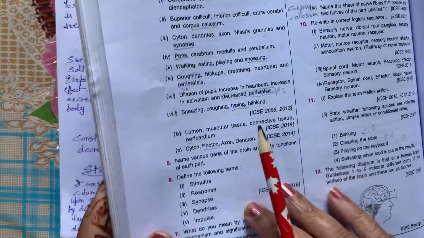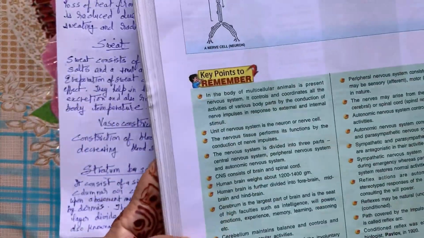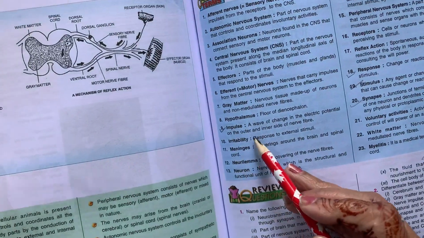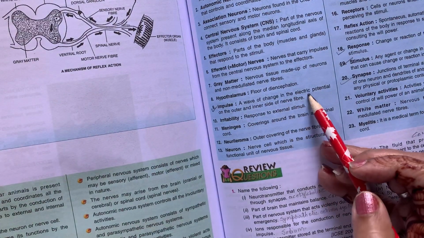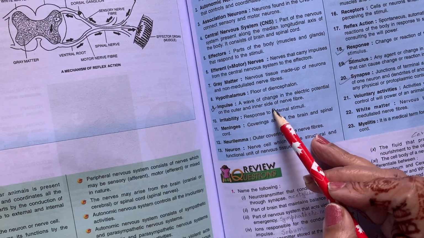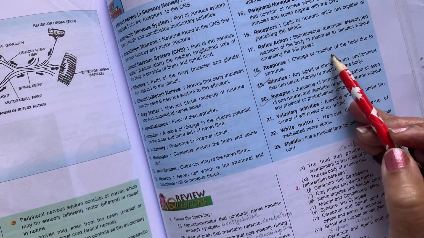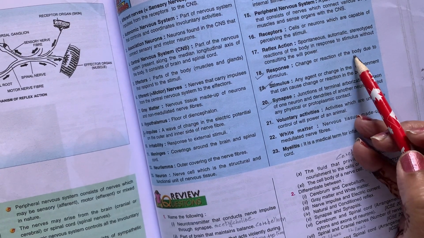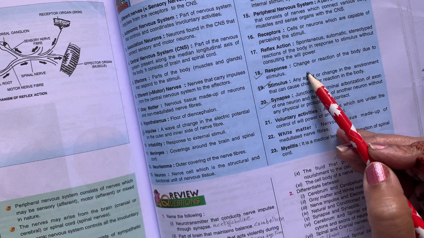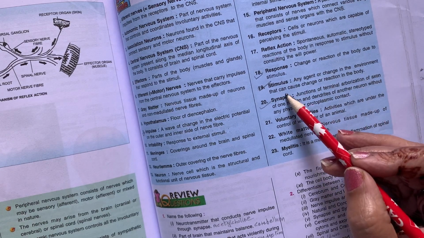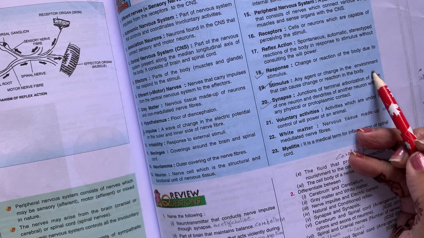Define the following: stimulus, response, impulse. Impulse is a wave of change in the electric potential on the outer and inner side of the nerve fibers. Response is the change or reaction of the body due to a stimulus. Stimulus is any agent or change in the environment that can cause a change or reaction in the body.